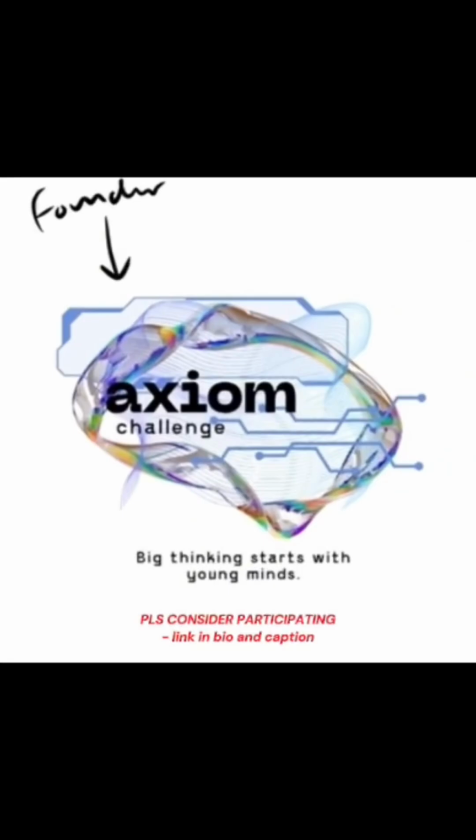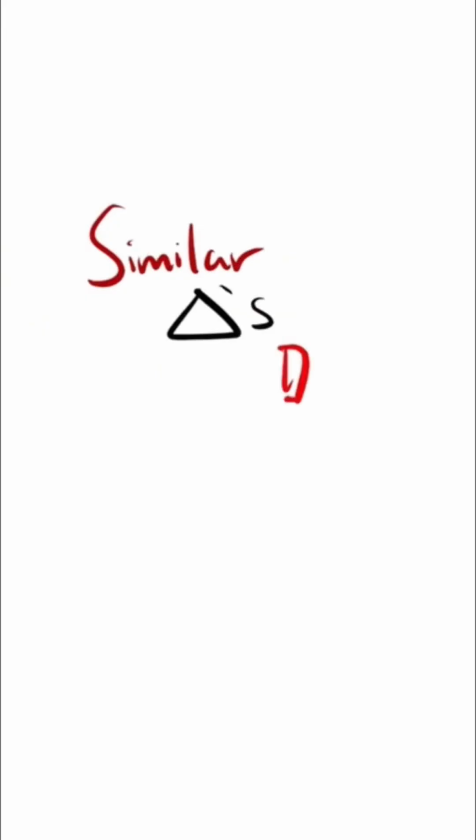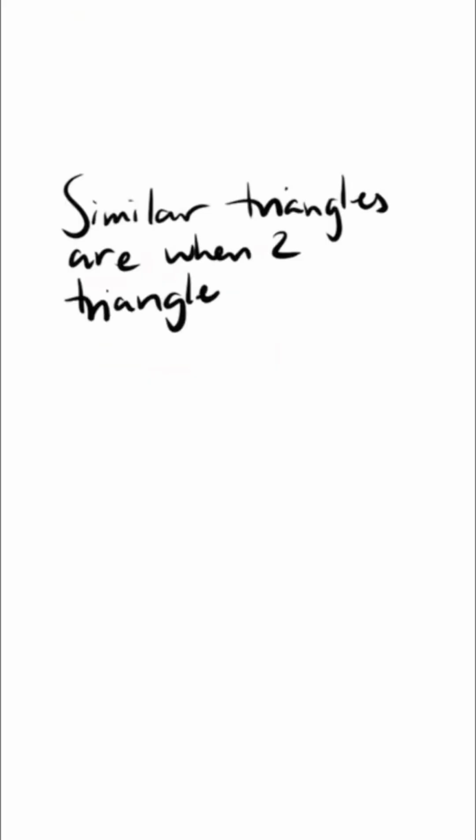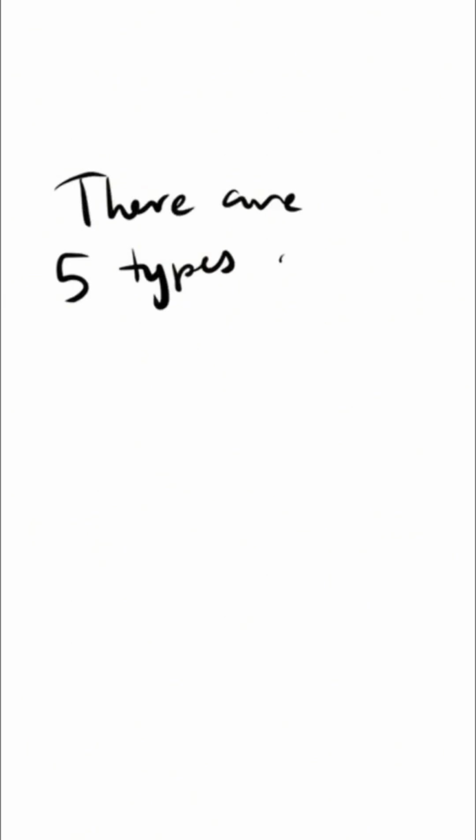base times height. This is day 3 of Geometry Galore, where I make boring geometry formulas fun. Today we're talking about similar triangles. So similar triangles are when two triangles are proportional. There are 5 types of similarity or ways to prove that two triangles are similar.